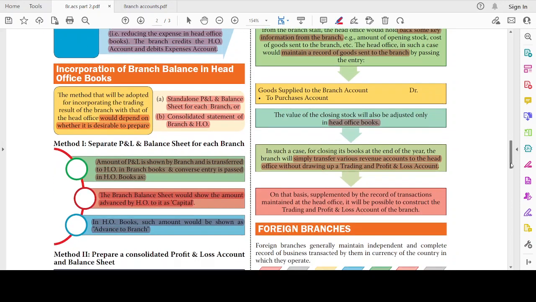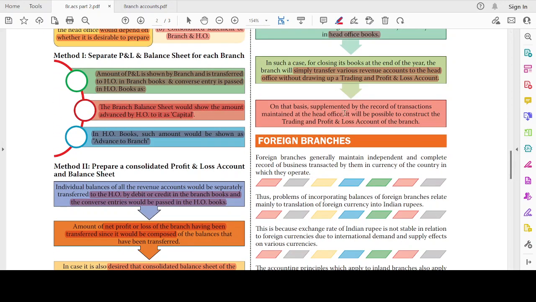On this basis, supplemented by the record of transactions at the head office, it will be possible to prepare the trading profit and loss account of that branch, with the stock details. The head office will prepare the branch profit and loss account.